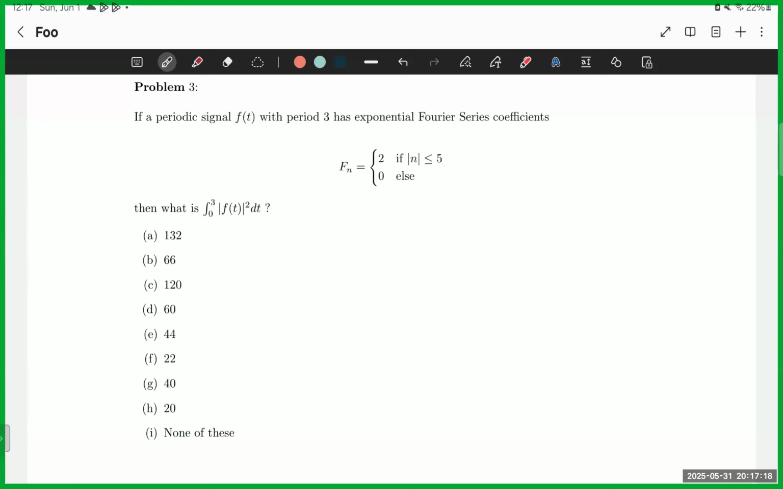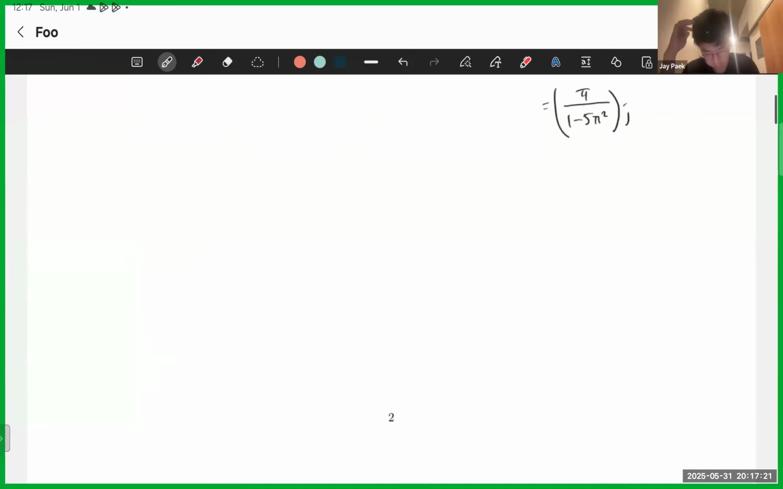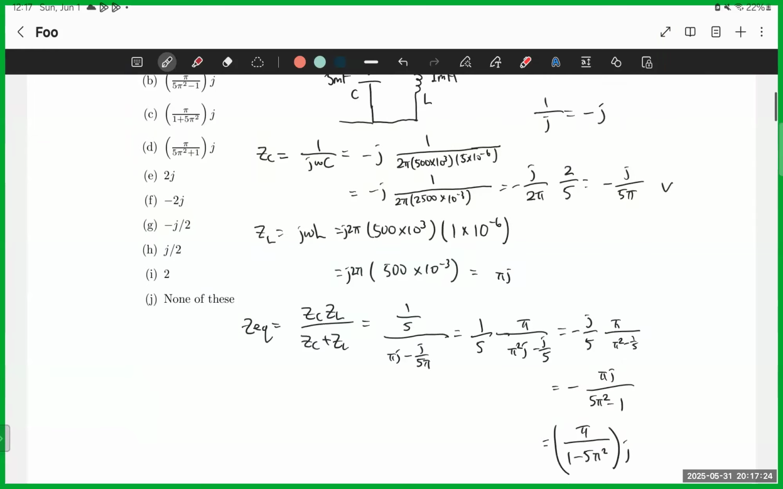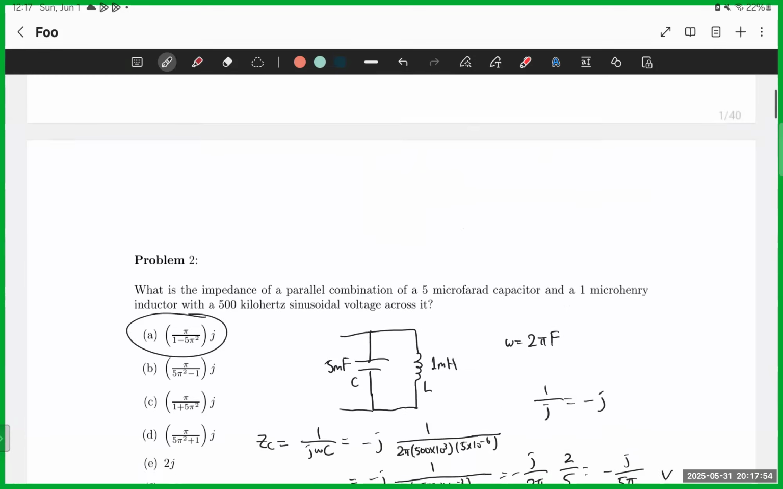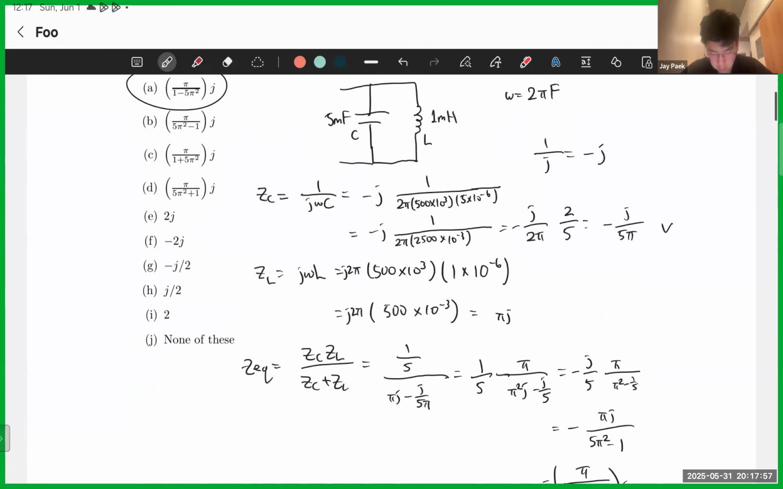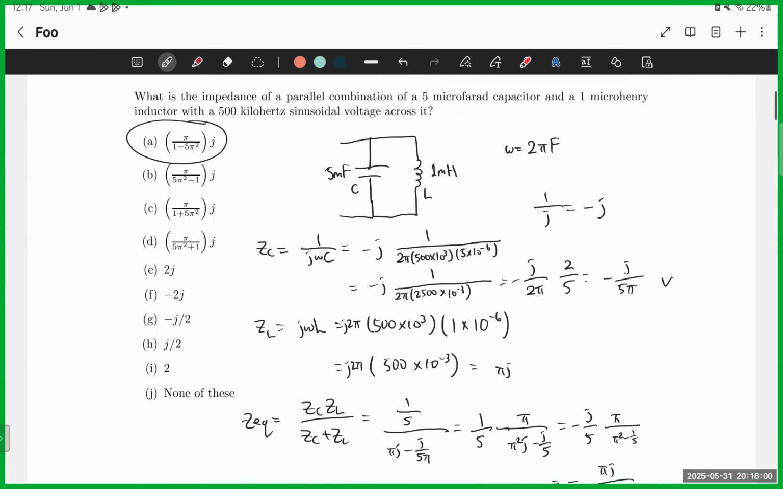If a periodic signal f of t with period... Oh, I have a question. Yes, it's mainly about... Can you hear me? Yes, I can hear you. Awesome. Hello, can you hear me now? Okay, perfect, now it's good. I was just asking, when it's a cosine, because sometimes they give us a cosine wave in kilohertz, and other times they give us a sinusoidal. Is there any difference computation-wise?